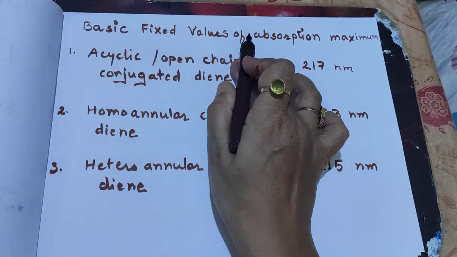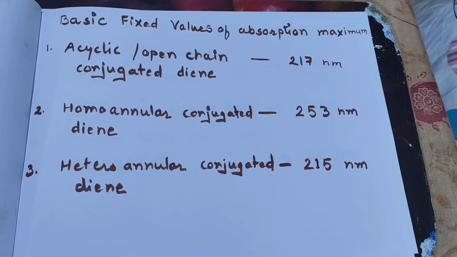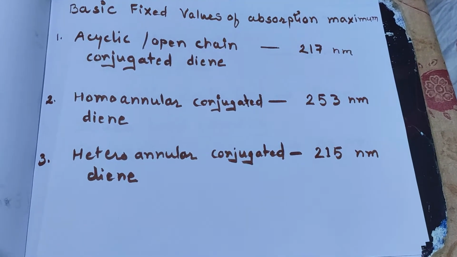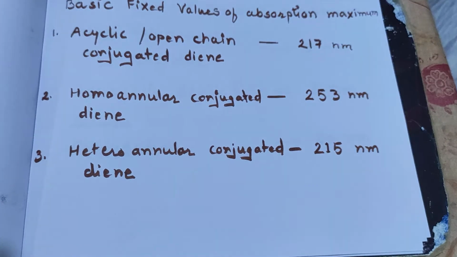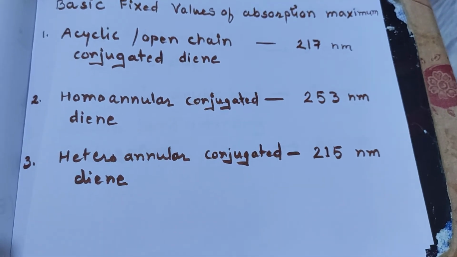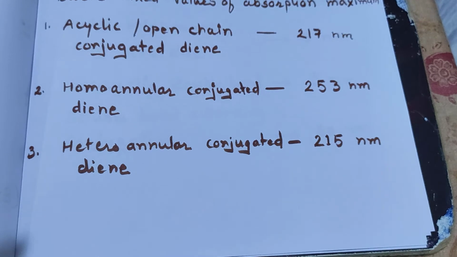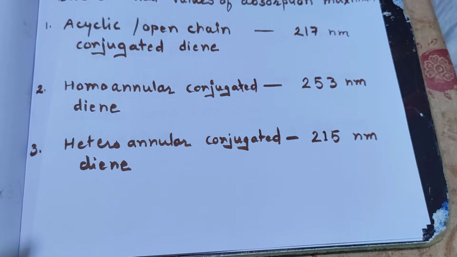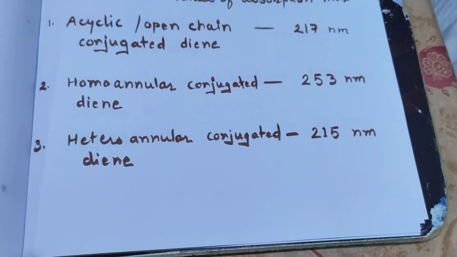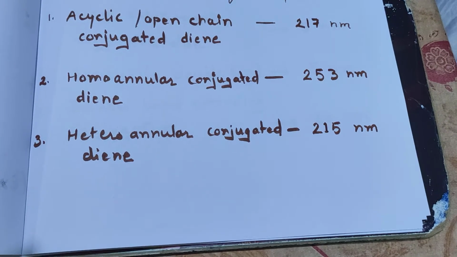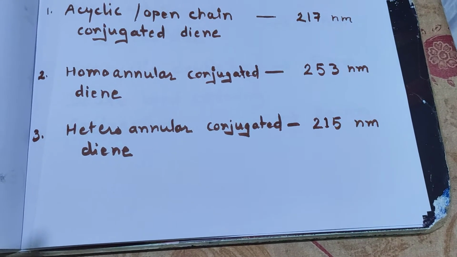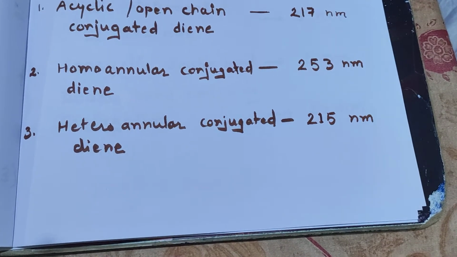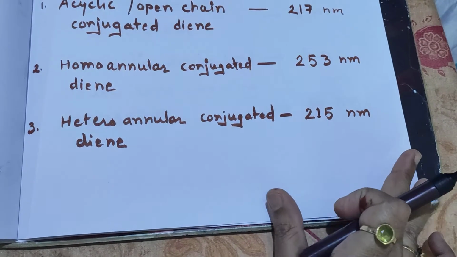Now there are certain basic fixed values of absorption maximum. The first case is the acyclic open chain system. Here the basic fixed value for an acyclic or open chain conjugated diene is 217 nanometer, while for homoannular conjugated dienes the value is 253 nanometer, and for a heteroannular conjugated diene the value of lambda max is 215 nanometer.